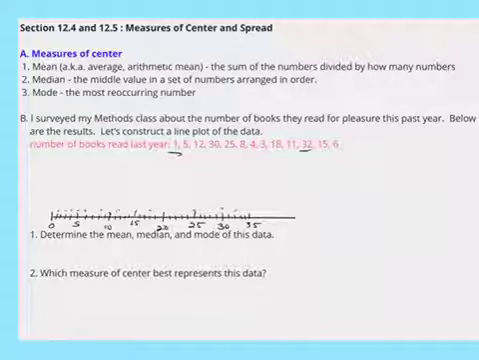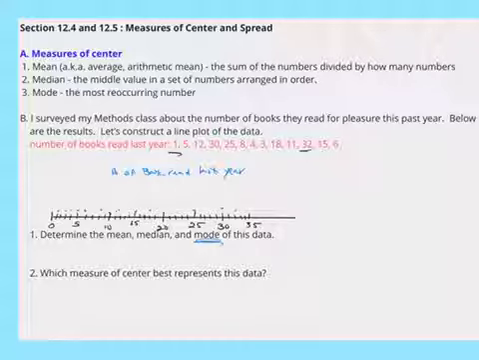So I should have 13 dots here. And remember, with our dot plots, we always want to have a title or label. So I'm going to have my title here, number of books read last year. And then what I want to do here is I'm going to determine the mean, median, and mode of my data.